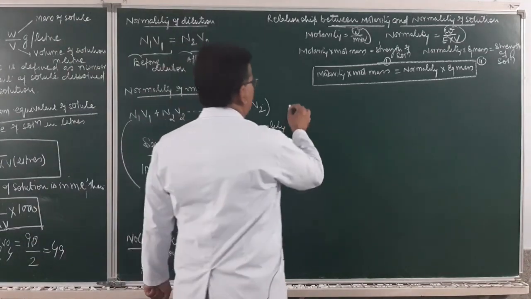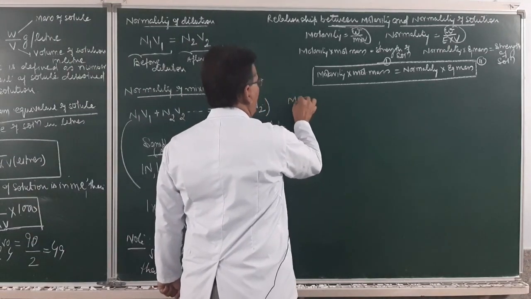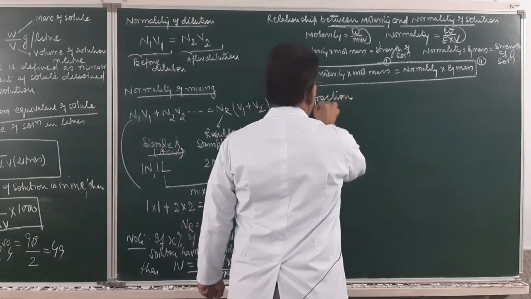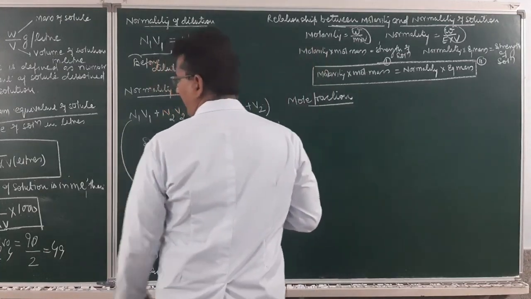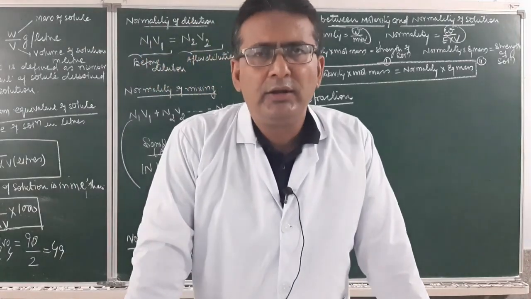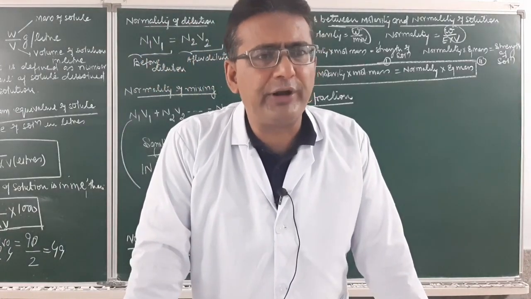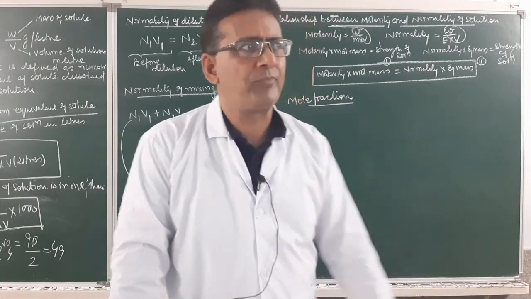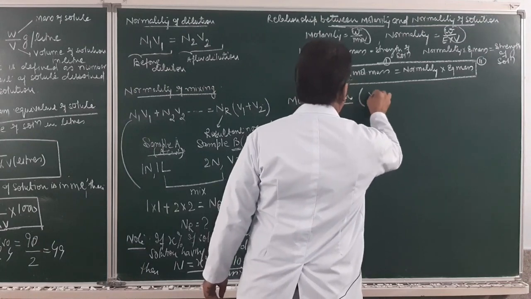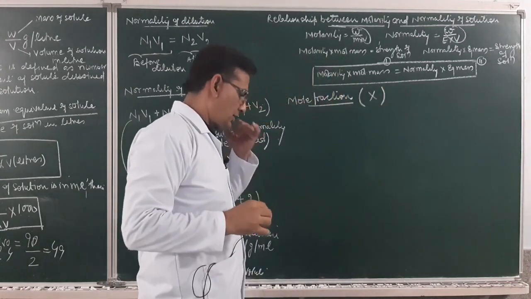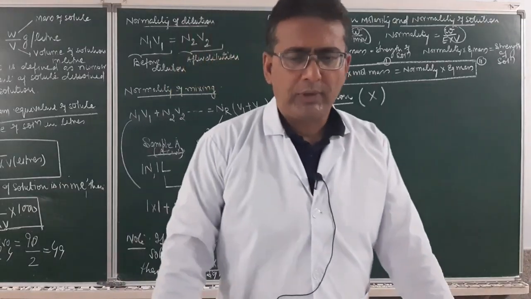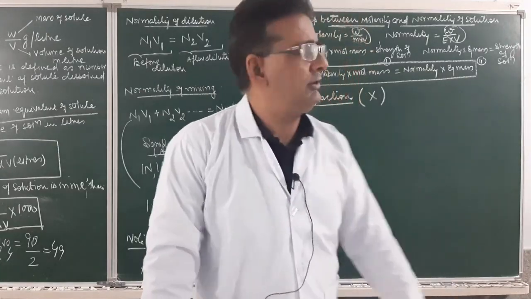Now the next way of expression of concentration is mole fraction. First was molarity, second was molality, third was the strength of the solution, fourth was the normality of the solution, fifth one is mole fraction. Mole fraction of any solute or solution is given by the symbol X. It is defined as the number of moles of solute divided by the total number of moles in the solution.